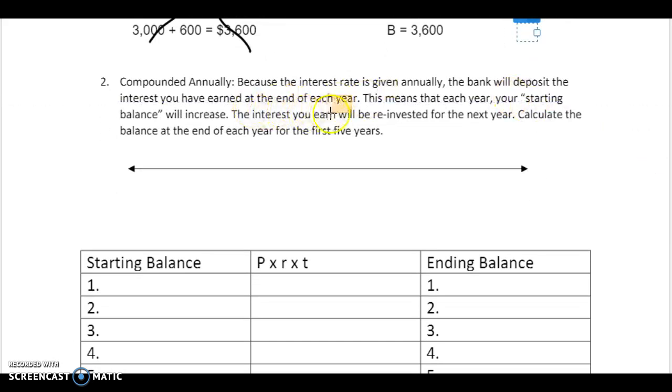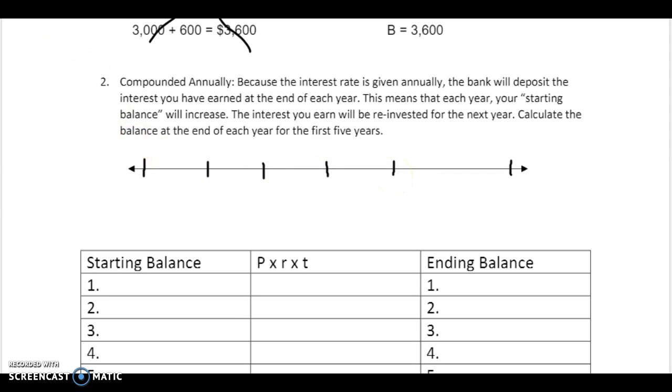It says the interest you earn will be reinvested for the next year. Calculate the balance at the end of each year for the first 5 years. Okay, because we still have this number line here, right? We're going to start at 0 years. I'm going to end way out here at 5 years. But if it's going to be compounded annually, what they're going to say is, okay, at the end of 1 year, how much money would you have? They're going to put that back in the bank and invest it until the second year. They're going to take that money, put it into the third year, put that money into the fourth year.